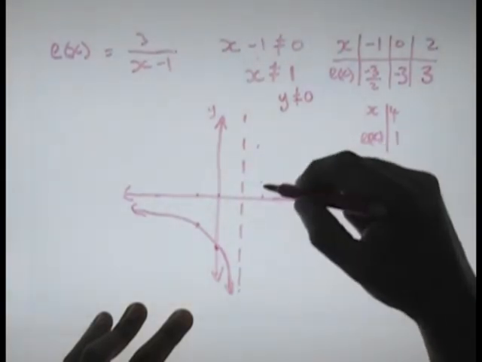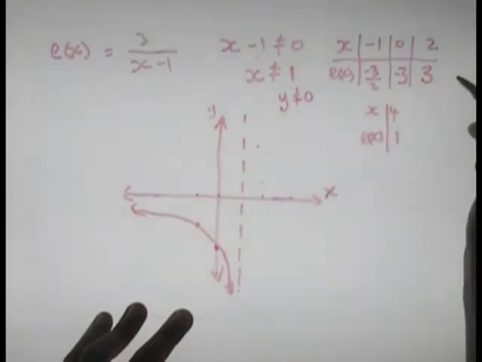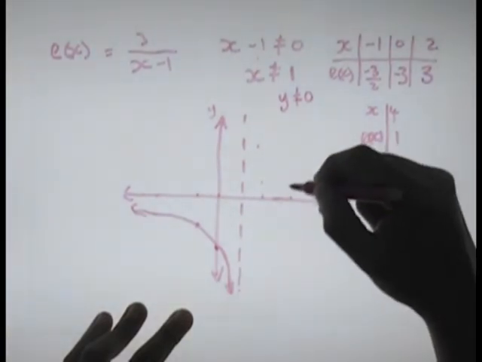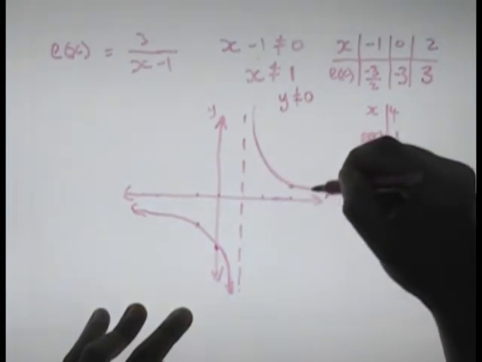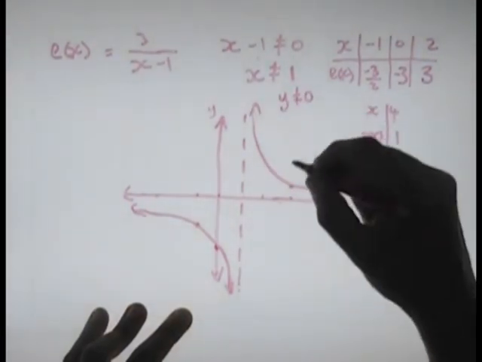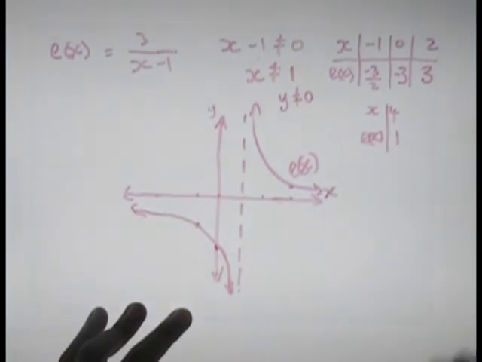That's x is equal to 2. x is equal to 4 is going to come somewhere over there. The y value is 1, which means that my graph is going to look something like that. And that's the graph of E of x.